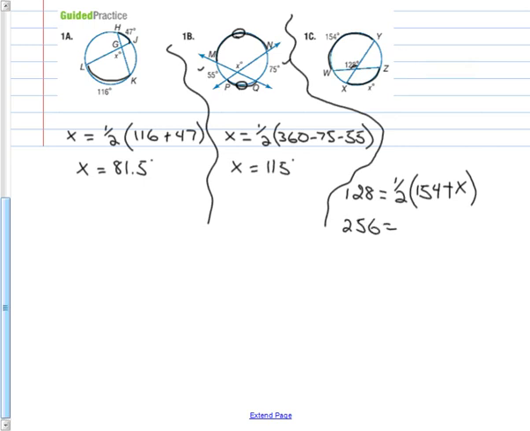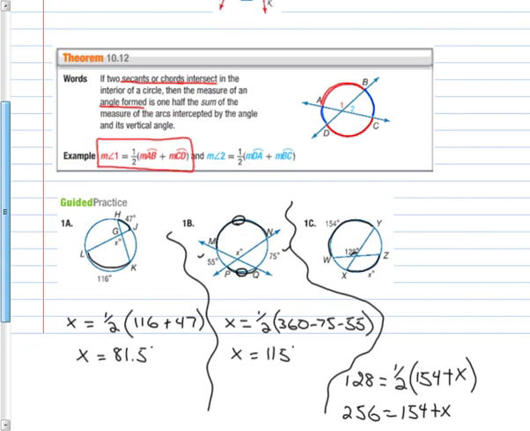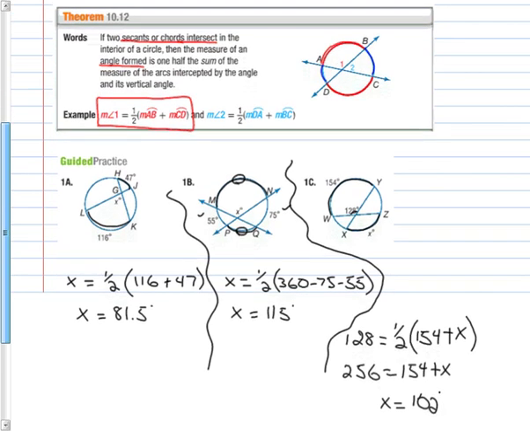256 will equal 154 plus X. So now all we need to do is subtract 154 from that 256. 102. So there is that first property or theorem that we have, or fact that is true.